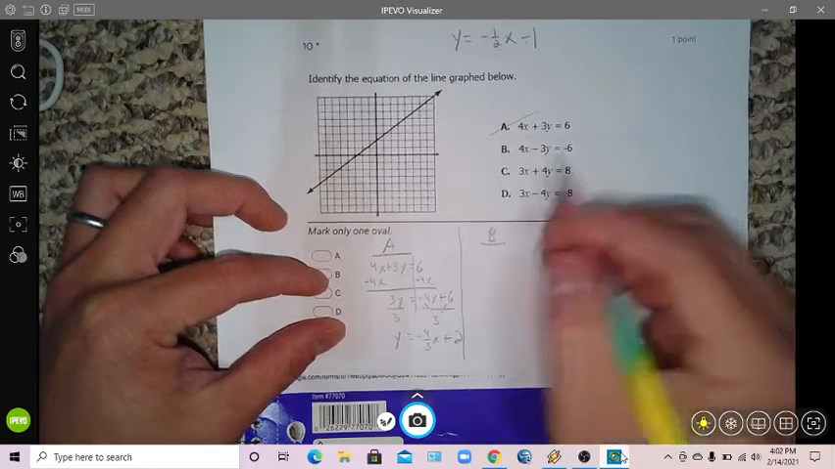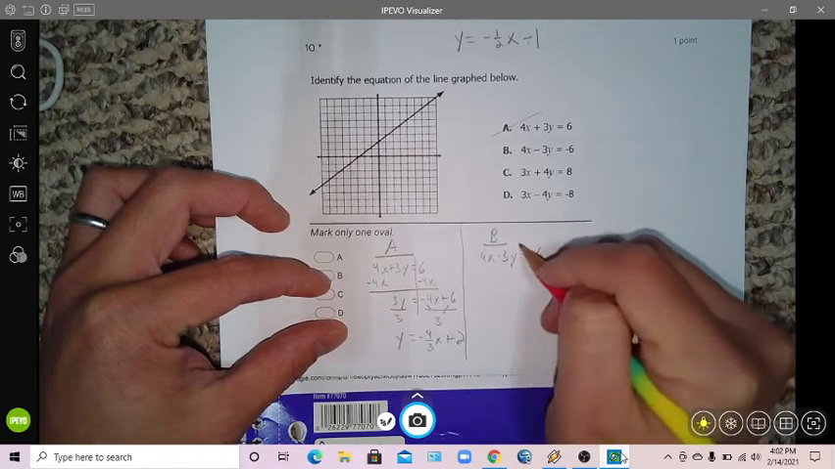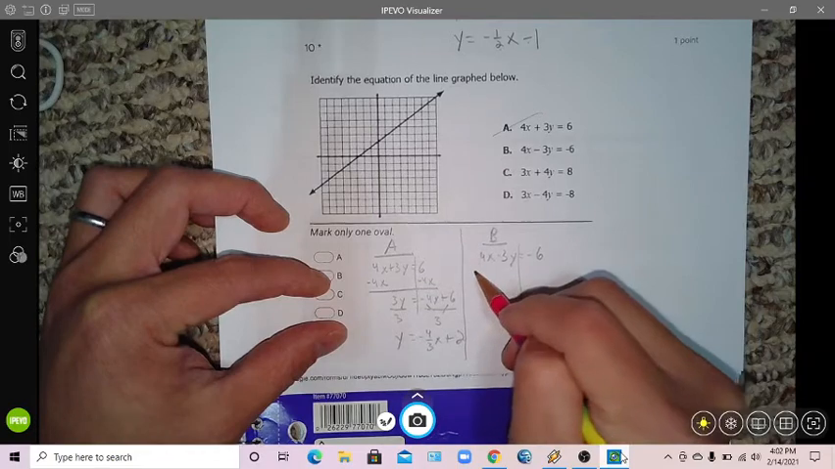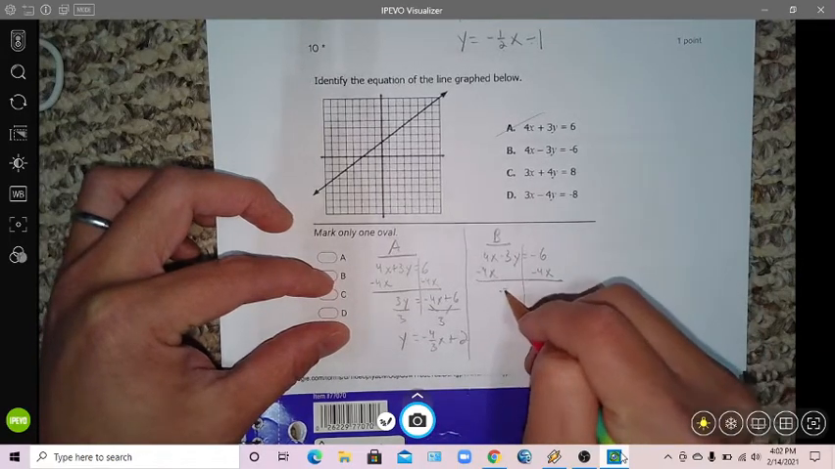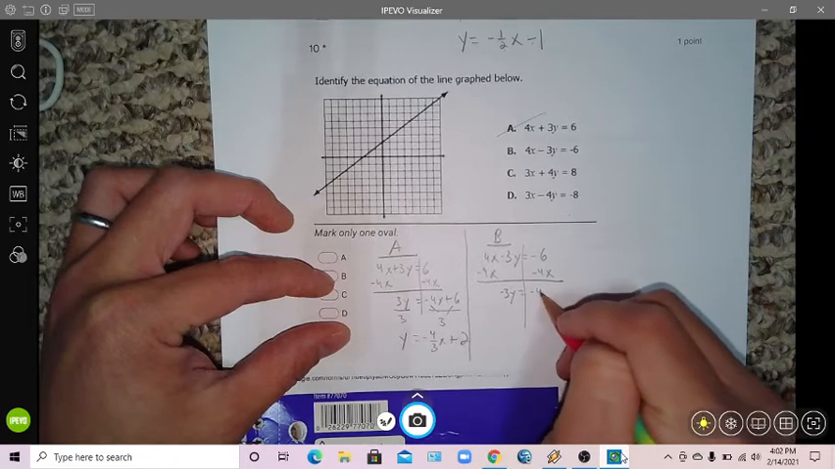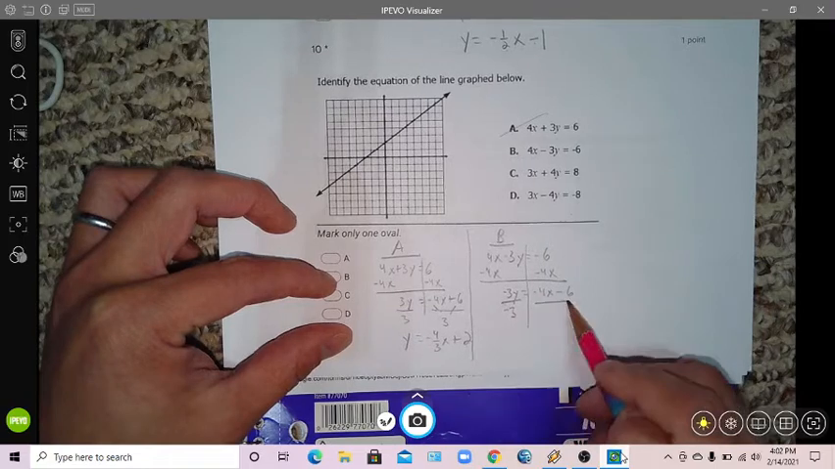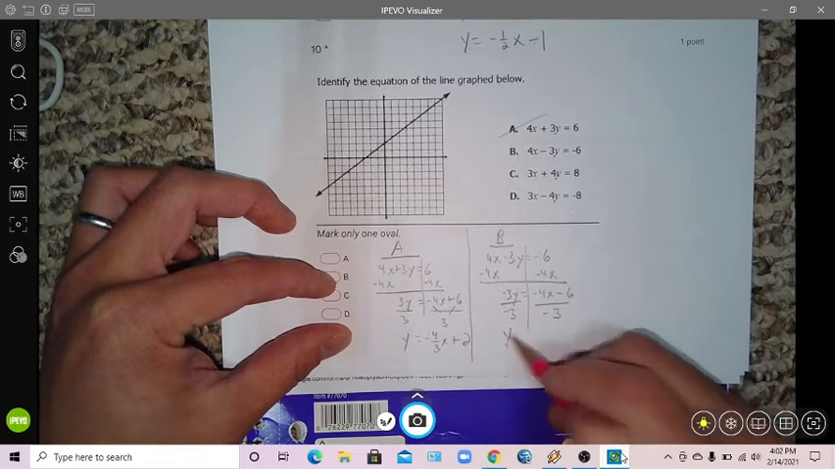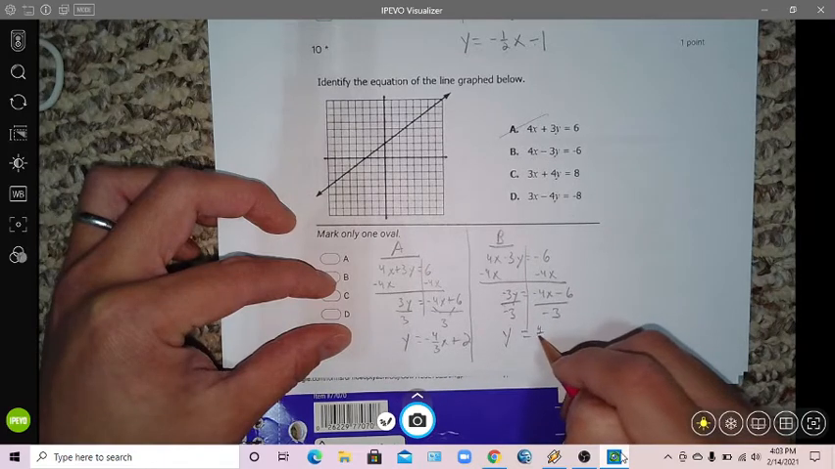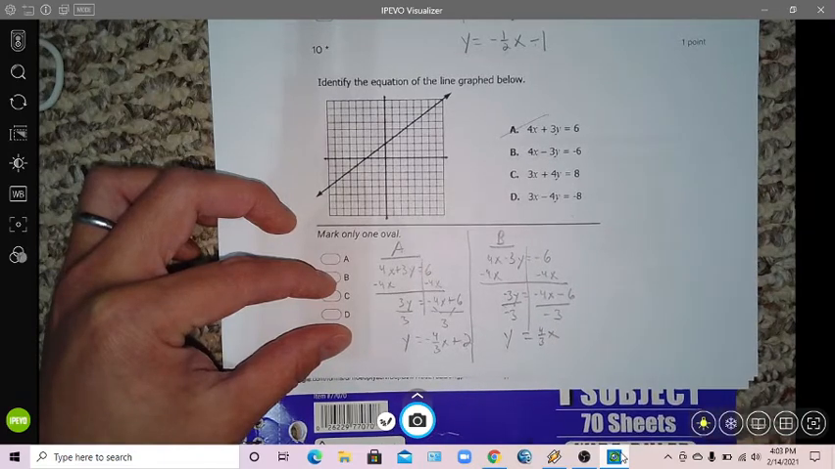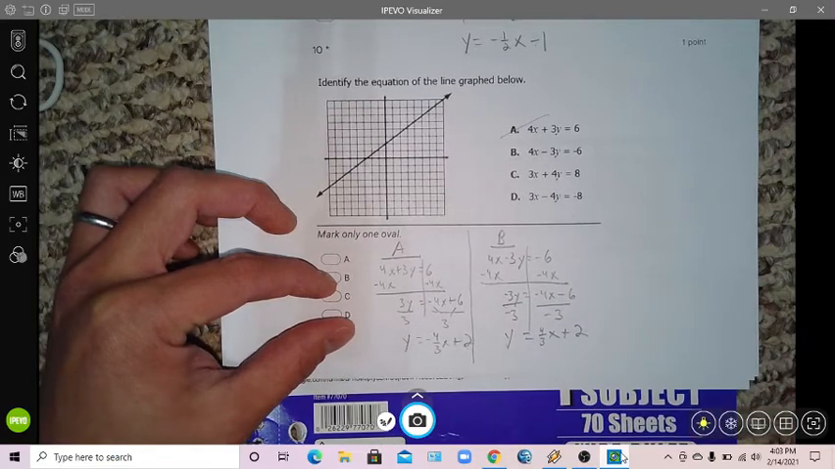Okay, alright, so B. 4x minus 3y equals negative 6. Let's get the y by itself. Minus 4x, minus 4x. Negative 3y equals negative 4x minus 6. Divide by negative 3, divide by negative 3. So I get y equals negative 4 divided by negative 3, that's 4 over 3 x, negative 6 divided by negative 3 is a positive 2.